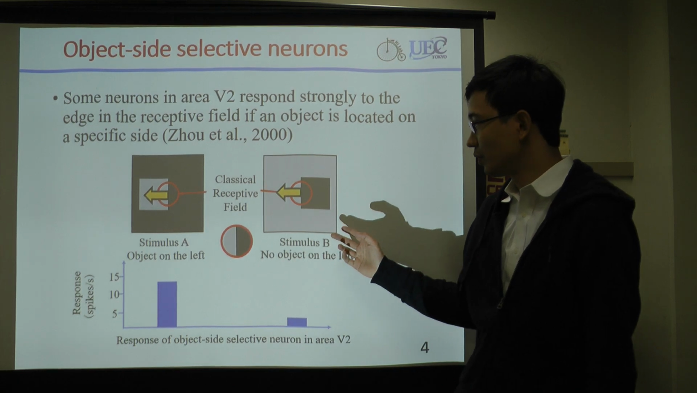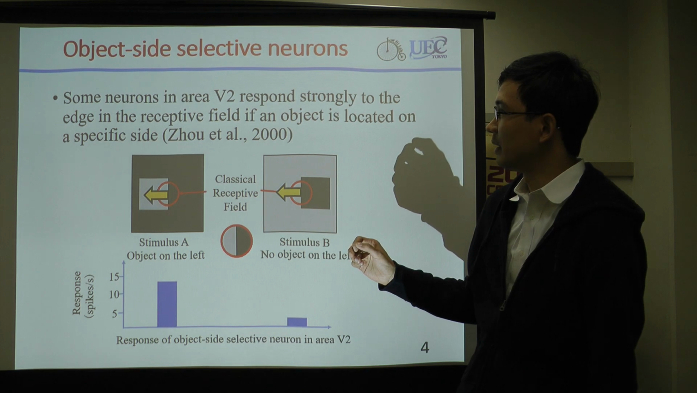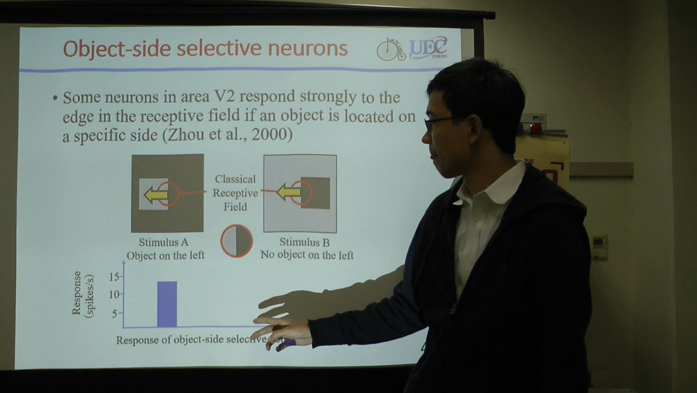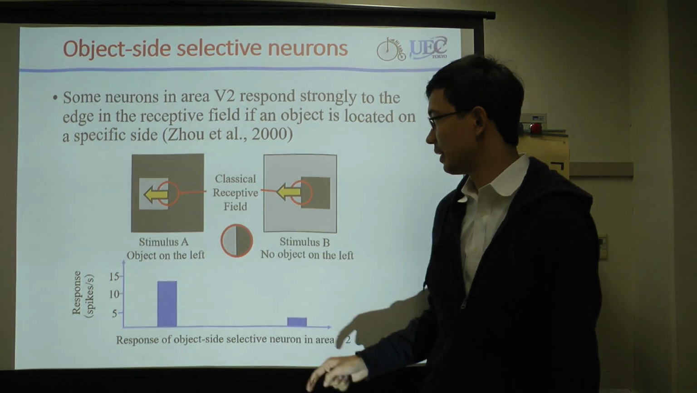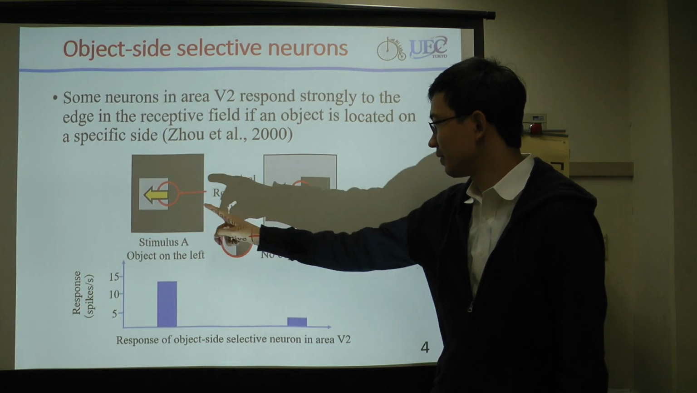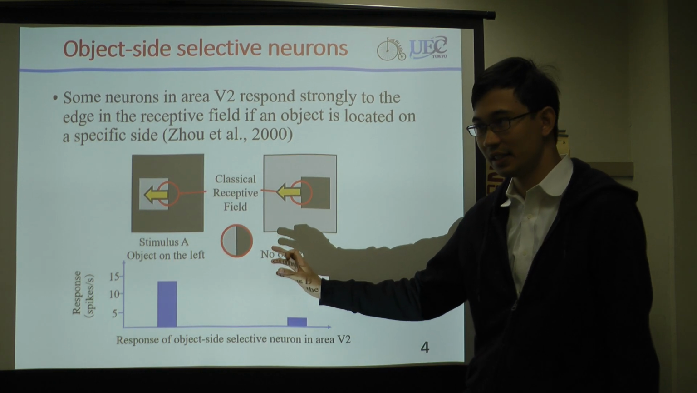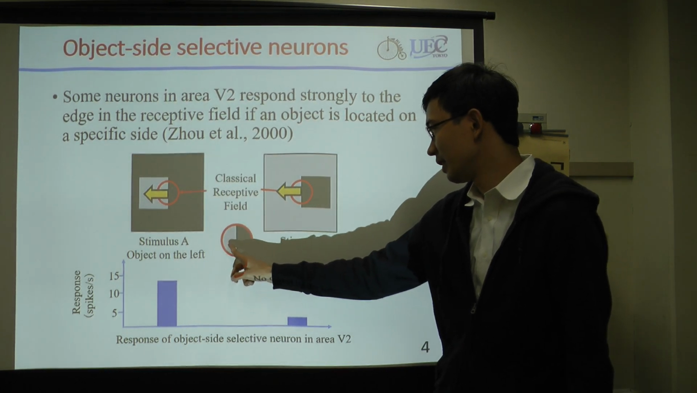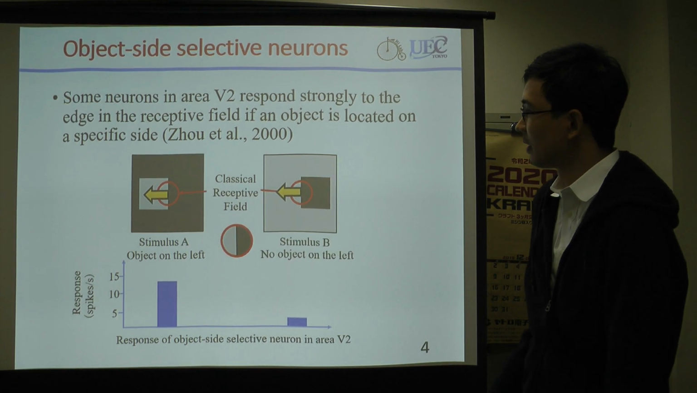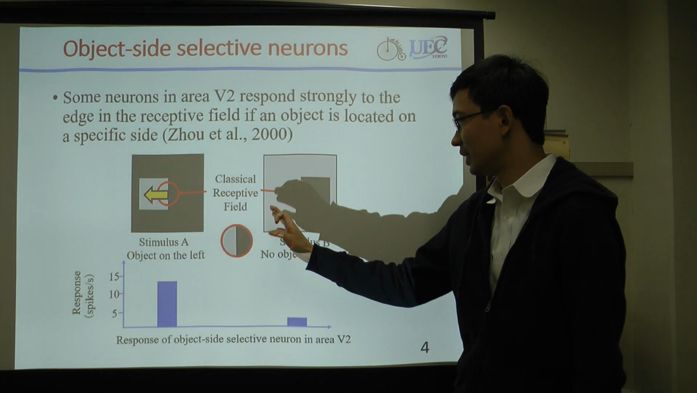Now this image represents the two different stimuli shown to the neuron, a single neuron. The red circle is the classical receptive field of the neuron. And as you can see, in both of these cases, the pattern inside the red circle, or the receptive field, is the same: light gray and dark gray. However, the whole image shown is different.